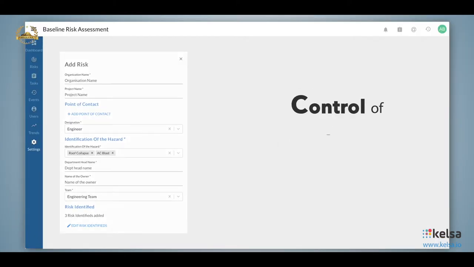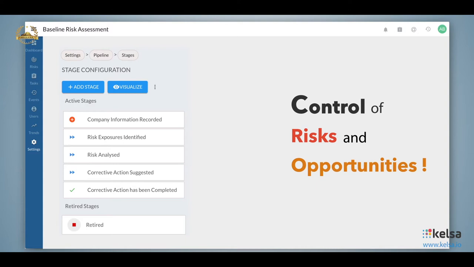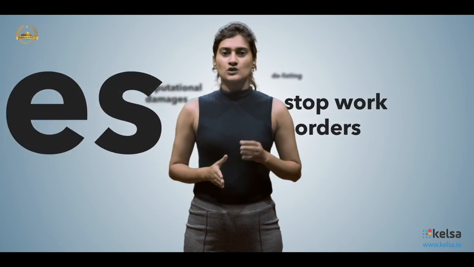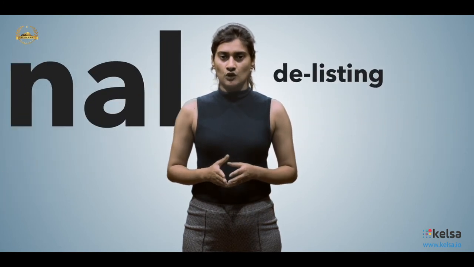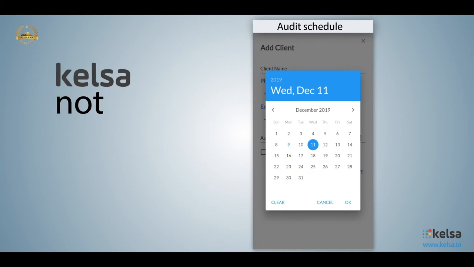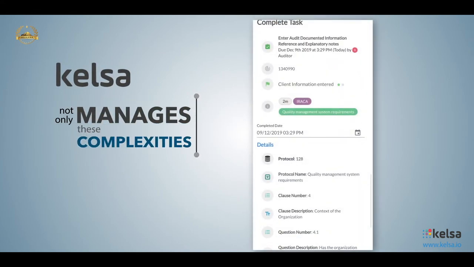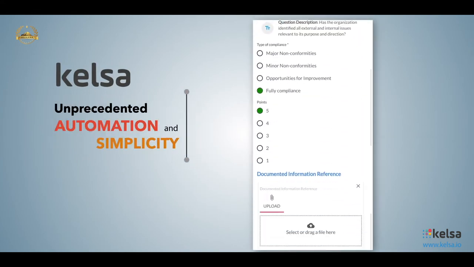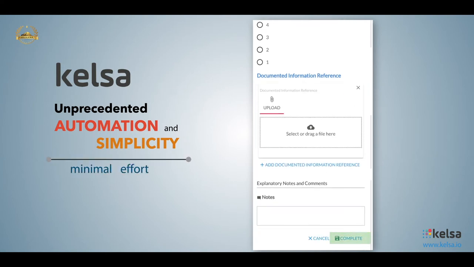Be in control of managing your risk and opportunities. With various legal frameworks and hundreds of compliance obligations, organizations can become burdened with compliance management. Being non-compliant can lead to penalties, stop work orders, reputational damage, or even delisting, shifting your focus from your core business towards corrective action management and the associated financial costs. Kelsa not only manages these complexities, it also brings unprecedented automation and simplicity with minimal effort.